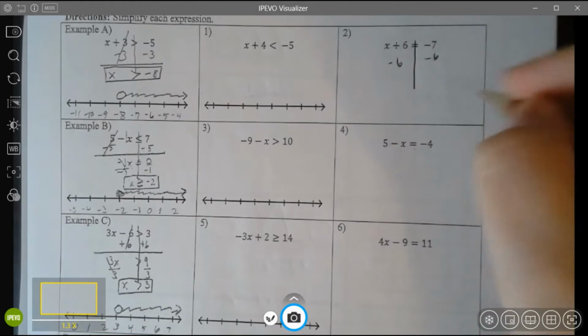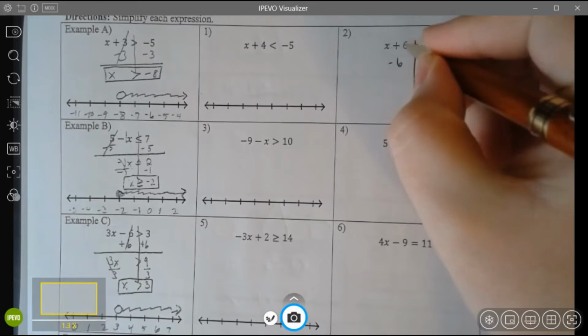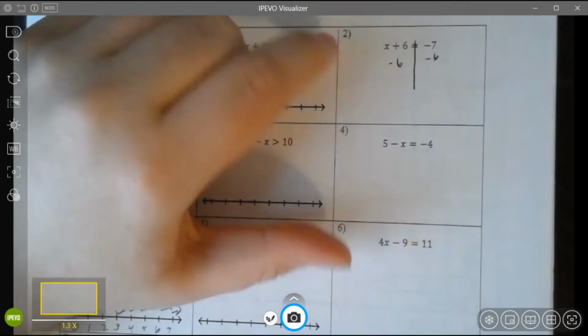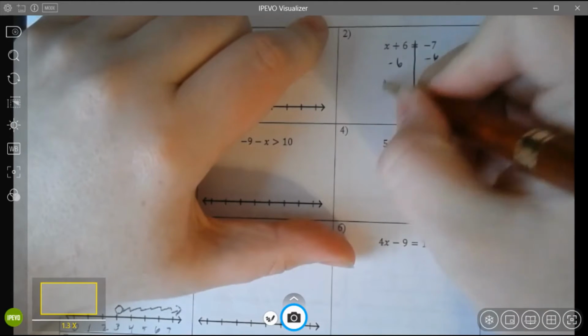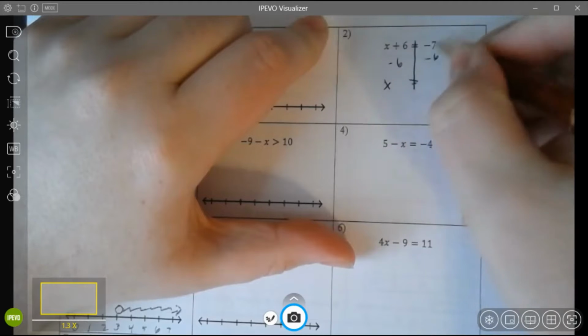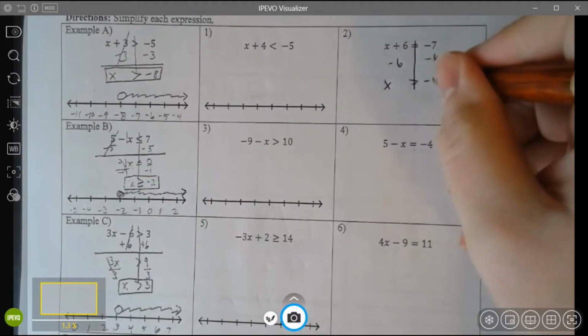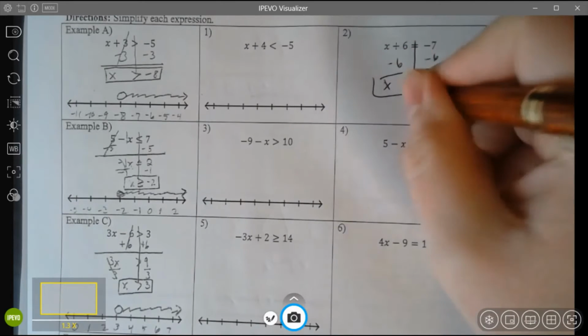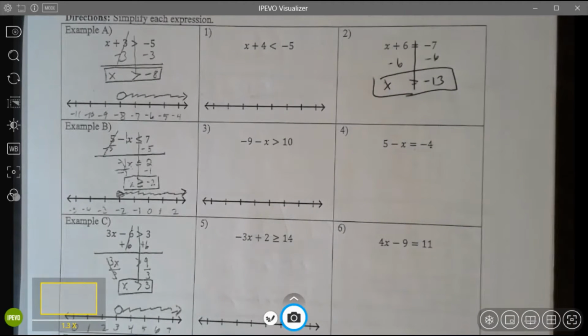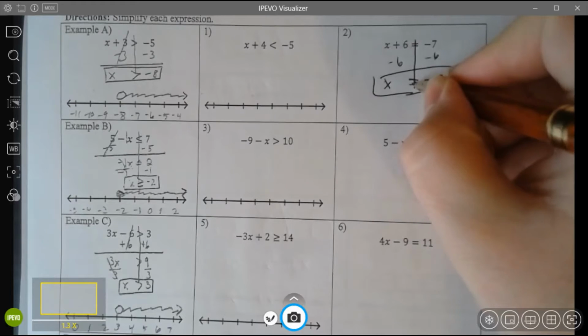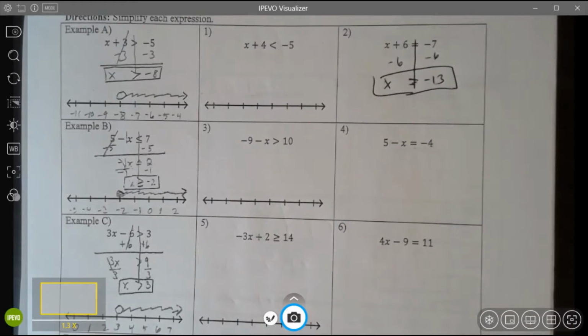So after you subtract 6, you've got x, and then 6 minus 6 is 0. Then -7 minus 6 is -13. So x equals -13 for that one. So that's how you solve equations.